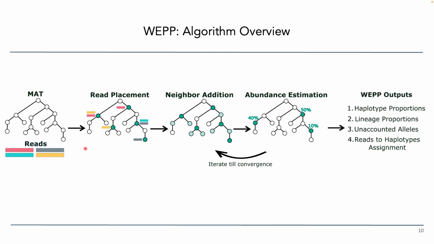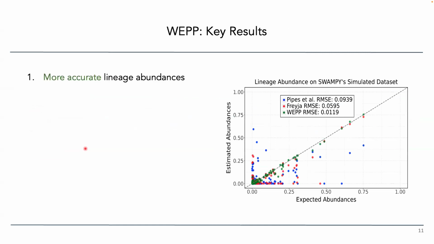At the end, when we have obtained the haplotypes and their corresponding proportions, we use them to infer the corresponding lineage proportions. WEPP also computes the unaccounted alleles based on the final set of haplotypes and also determines the parsimonious mapping of reads to these haplotypes.